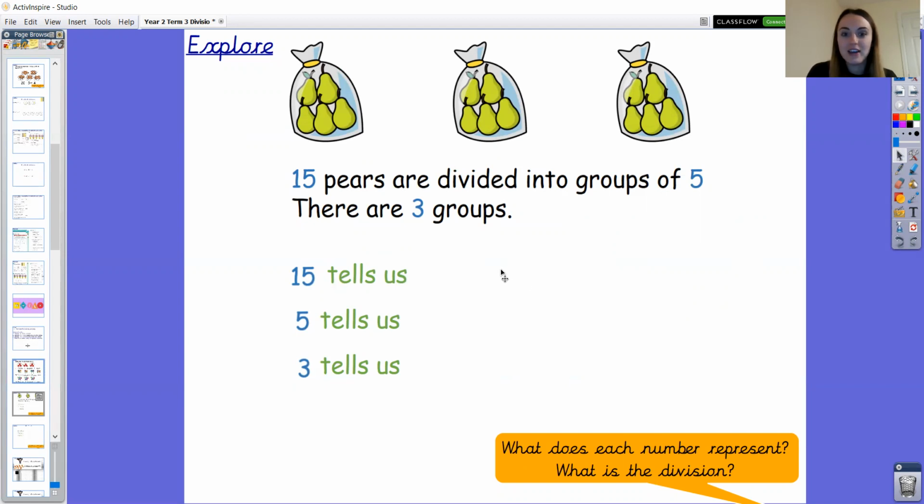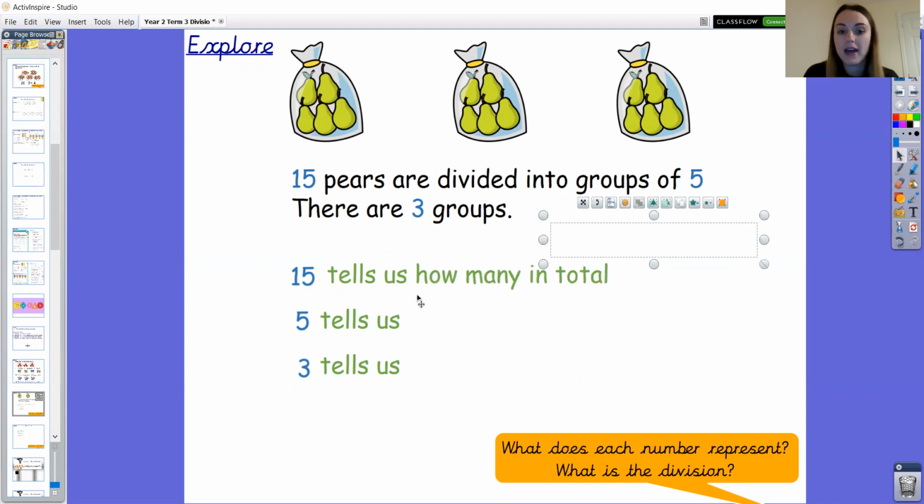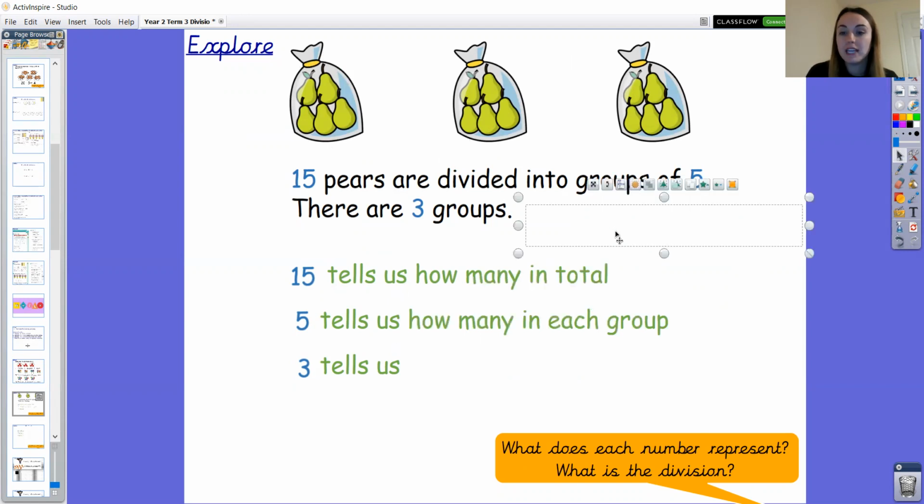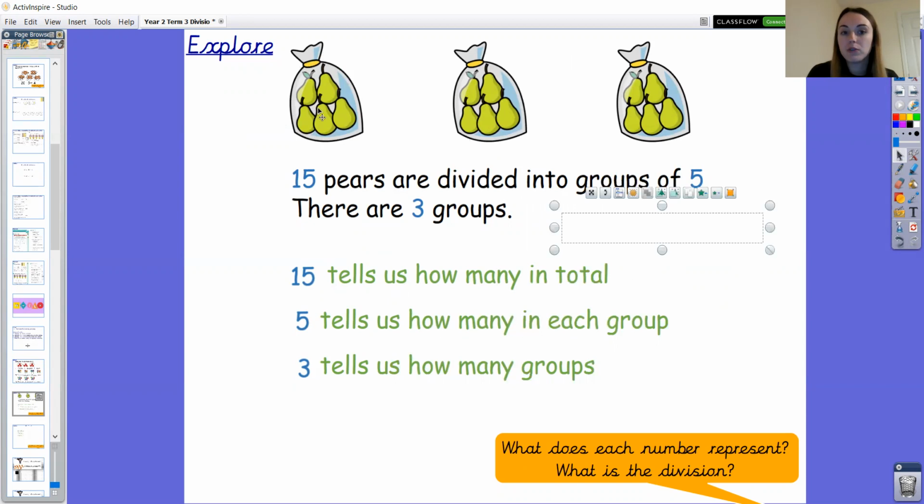Well done, Year 2. So let's have a look together. So 15 tells us how many in total. That's the whole amount of pairs. 5 tells us how many are in each group. As you can see, there are 5 pairs inside each group. And 3 tells us how many groups there are. So as we can see, there are 3 bags and there are 3 groups.